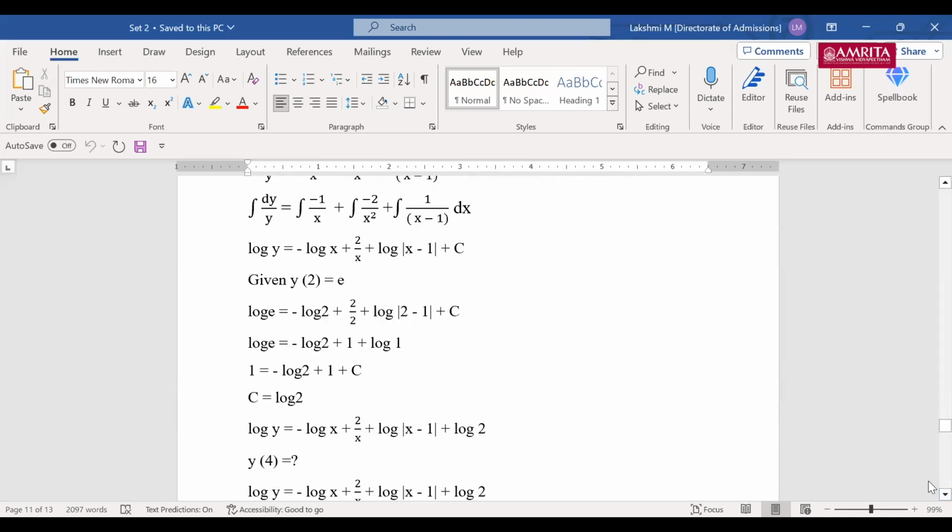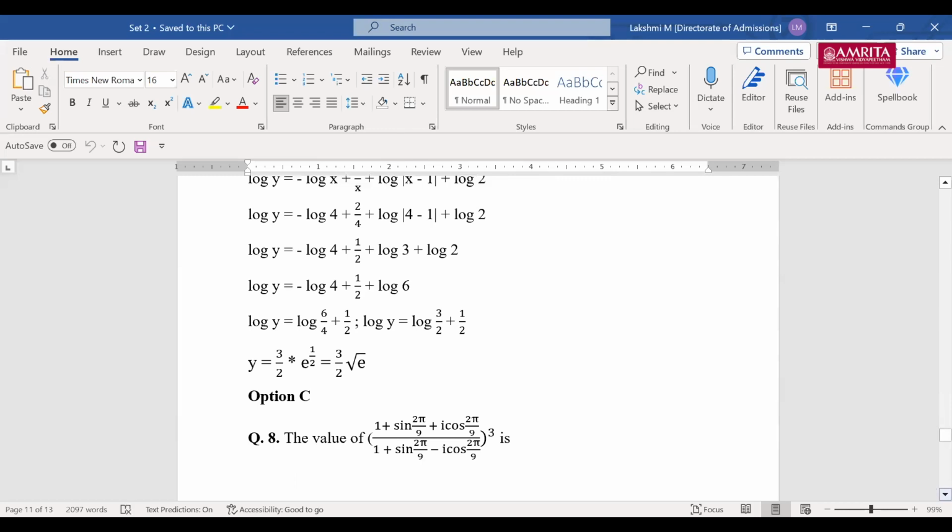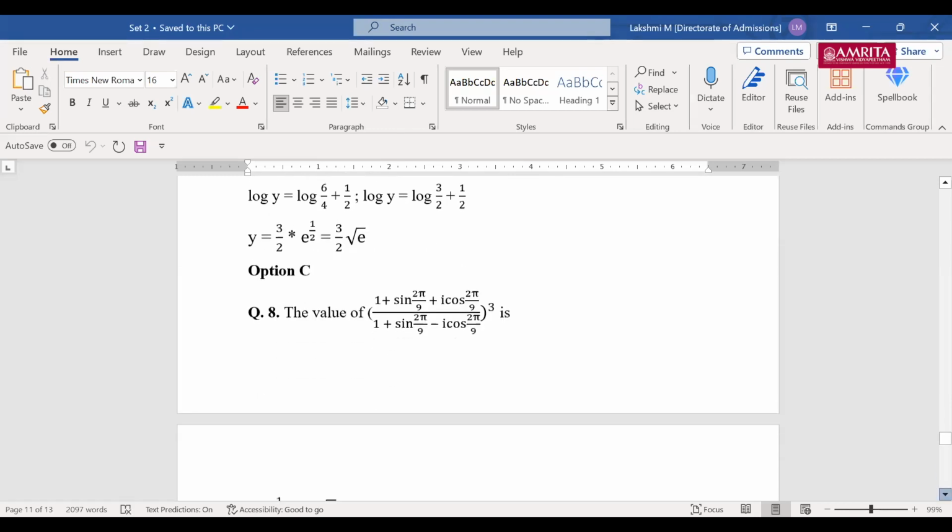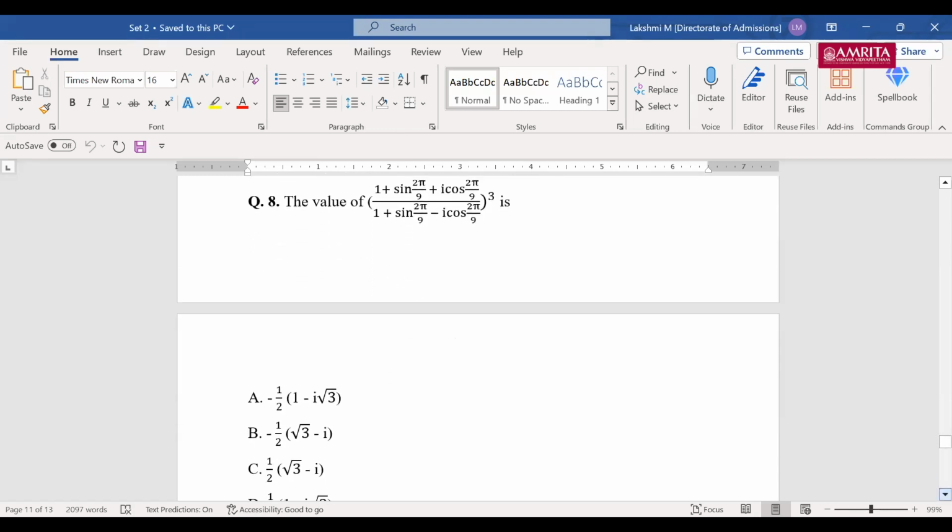Okay, now I think we can move to the next question. This is also a very, very simple question. I want all of you to answer it. The value of (1 plus sine of 2 pi by 9 plus i cos of 2 pi by 9) divided by (1 plus sine of 2 pi by 9 minus i cos of 2 pi by 9), whole cube, is.